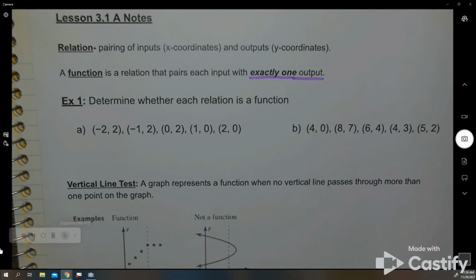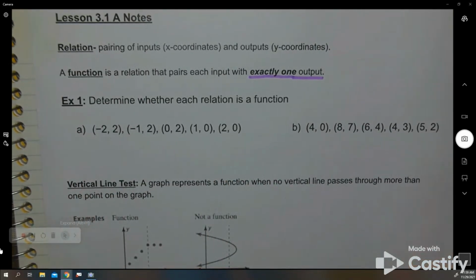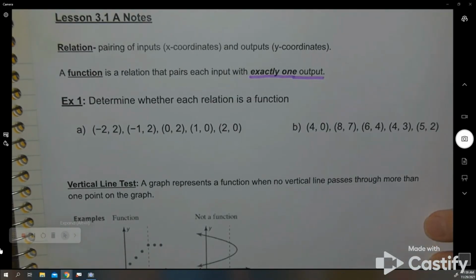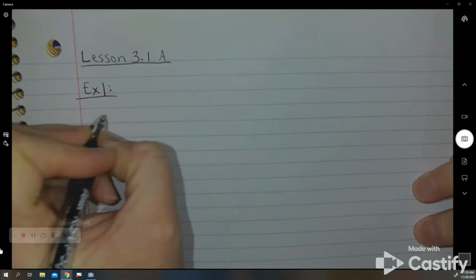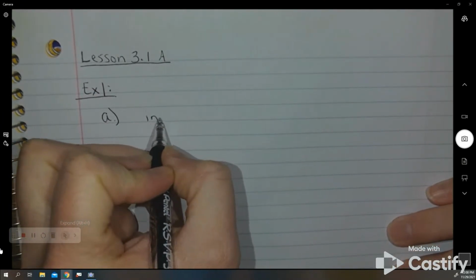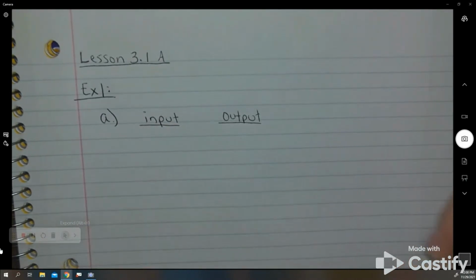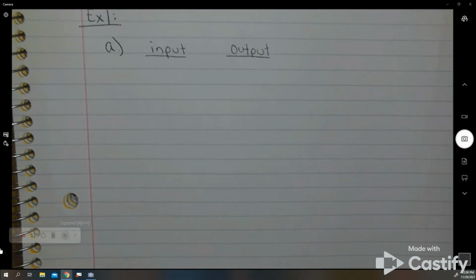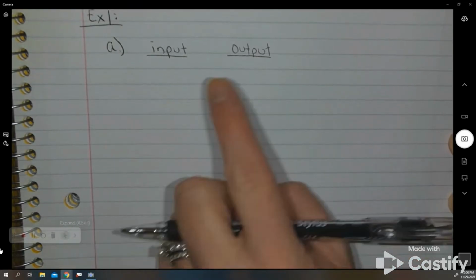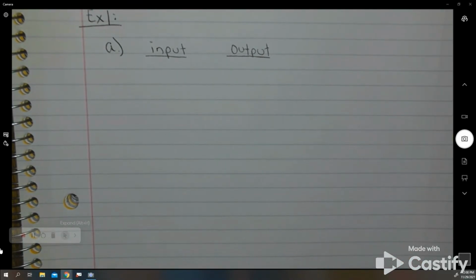So one way to determine this is we're going to take this set of data here in example 1, letter A, and we're going to make what's called an input-output table. For letter A, we're going to make two columns. We're going to have our input column and our output column. When you are filling in this data, if the number appears more than once in the input, you only have to write it once. If it appears more than once in the output, you only have to write it once. So we're going to look at each one of these.